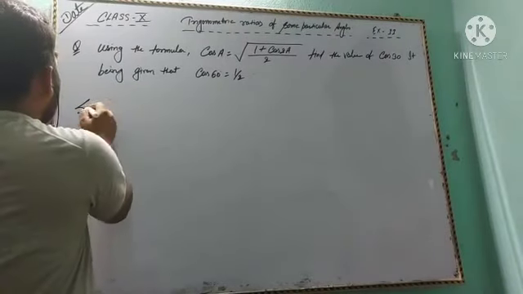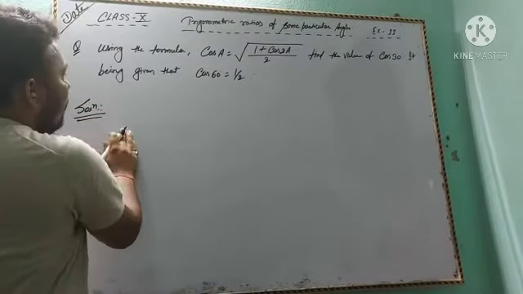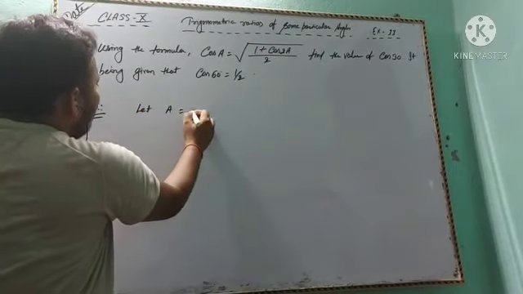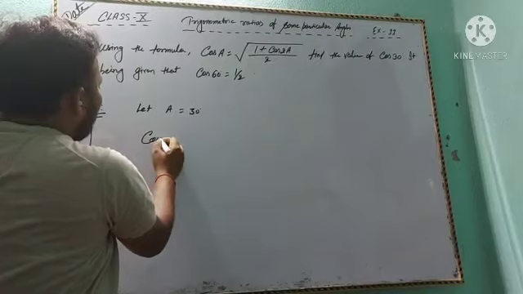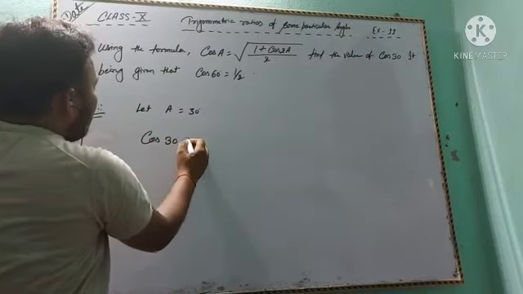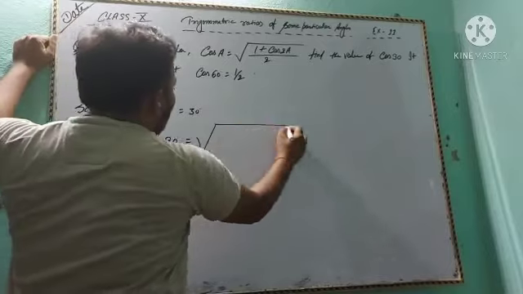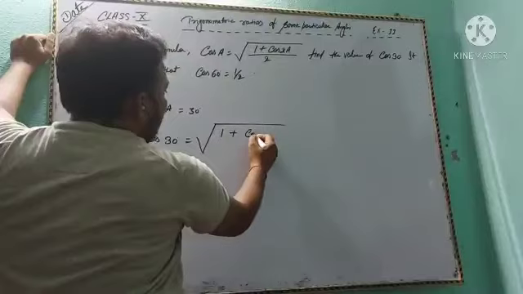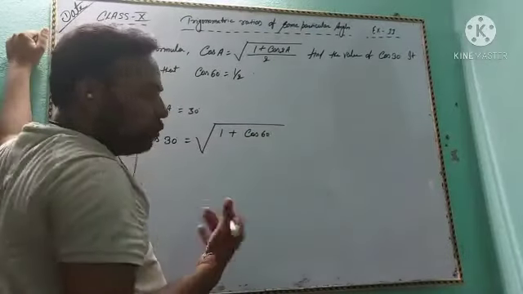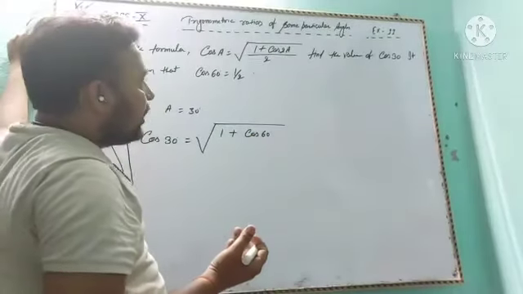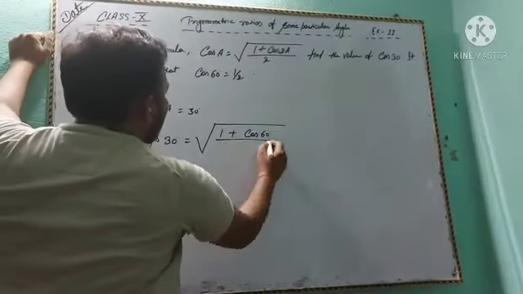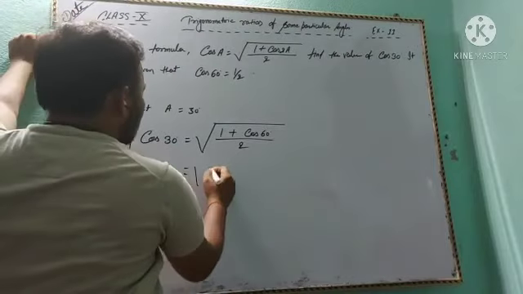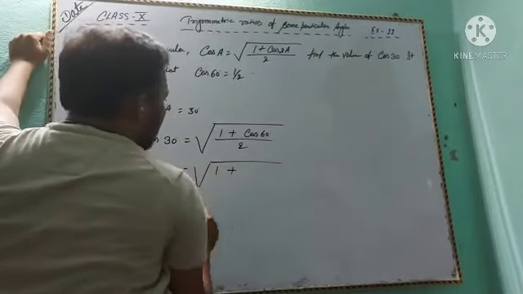So let's start. Solution: students, cos A, let A be equal to 30 degree. So cos 30 degree is equal to root under (1 plus cos 2A) by 2. 2A means cos 60 degree, as A is equal to 30 degree and 2A is equal to 60 degree. So students, root under (1 plus cos 60 degree) by 2.